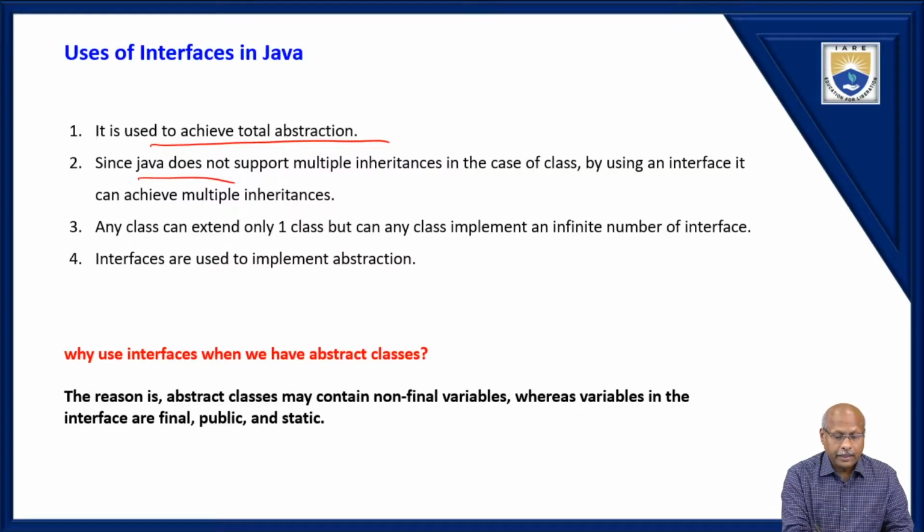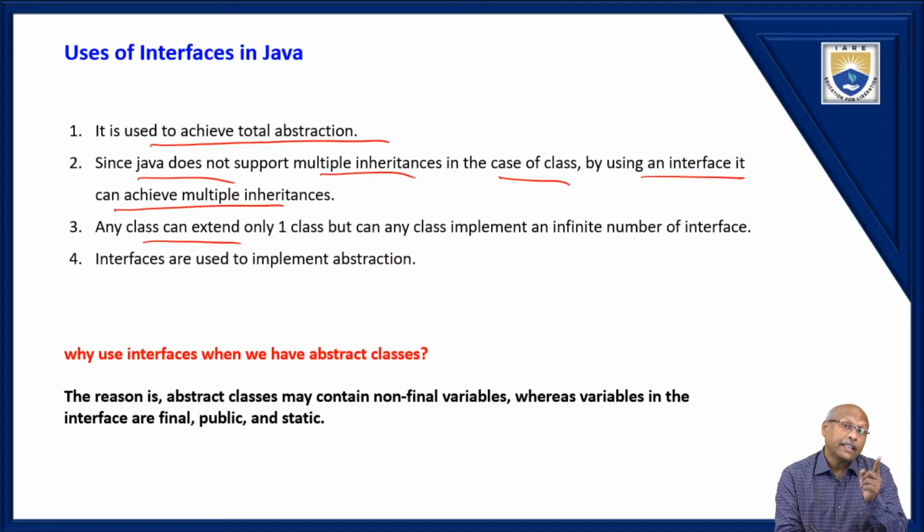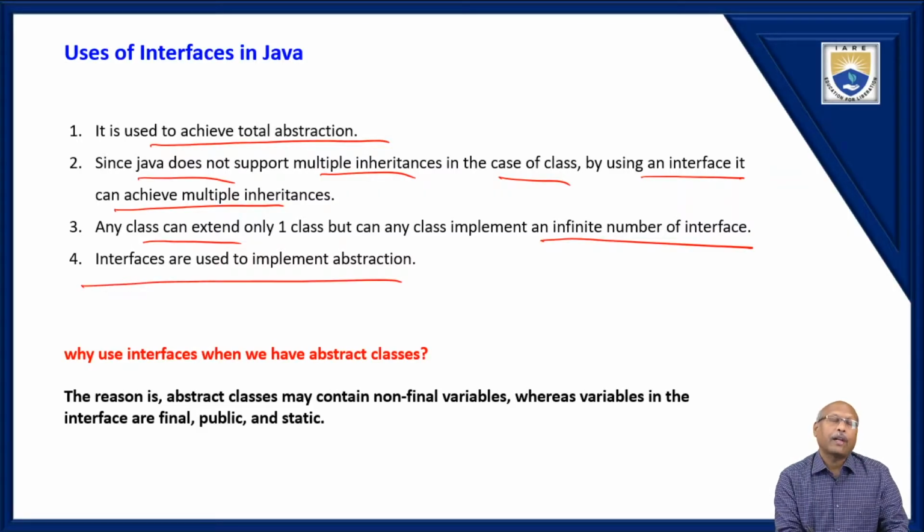Since Java does not support multiple inheritance in case of classes, by using the interface you can achieve it. Any class can extend only one class, but it can implement multiple or any number of interfaces. An interface is generally used to implement all abstract methods.